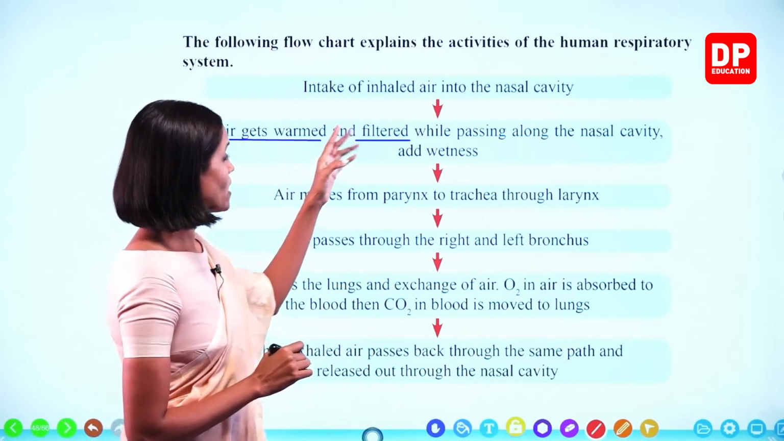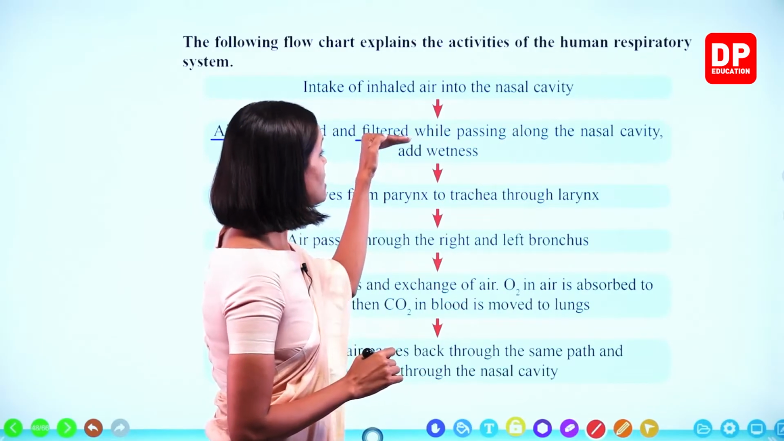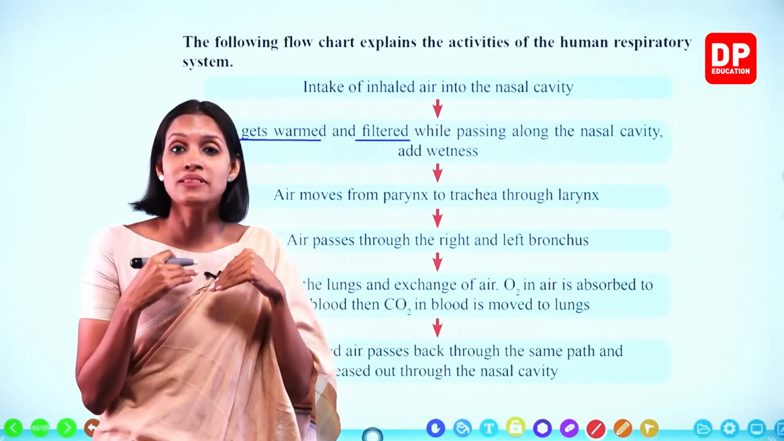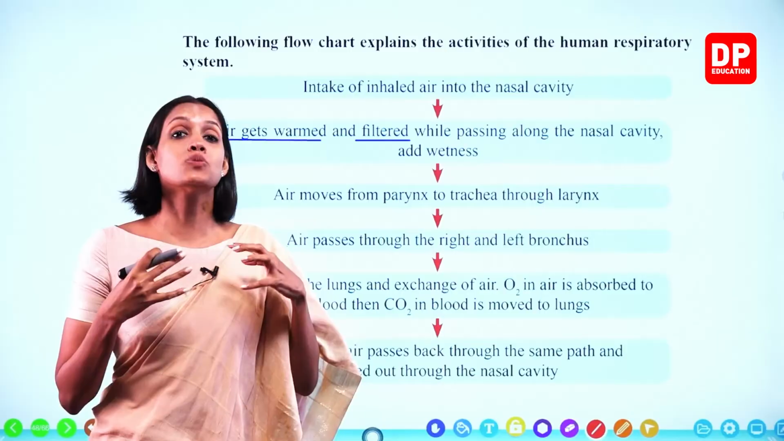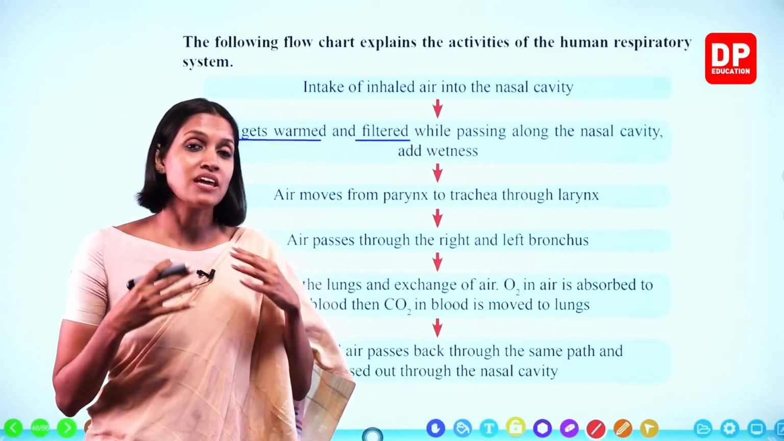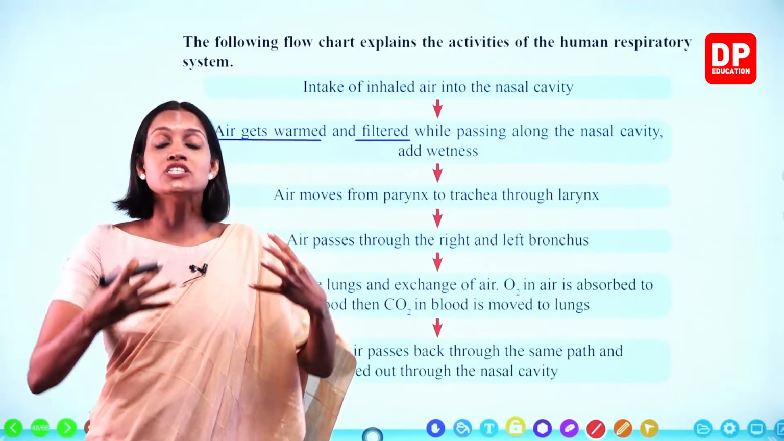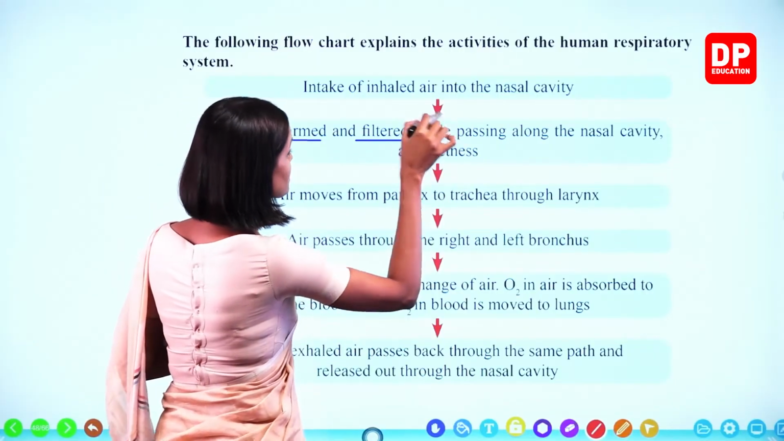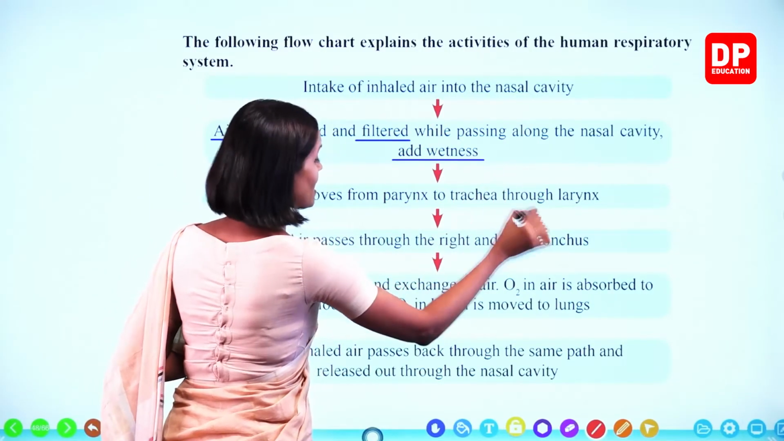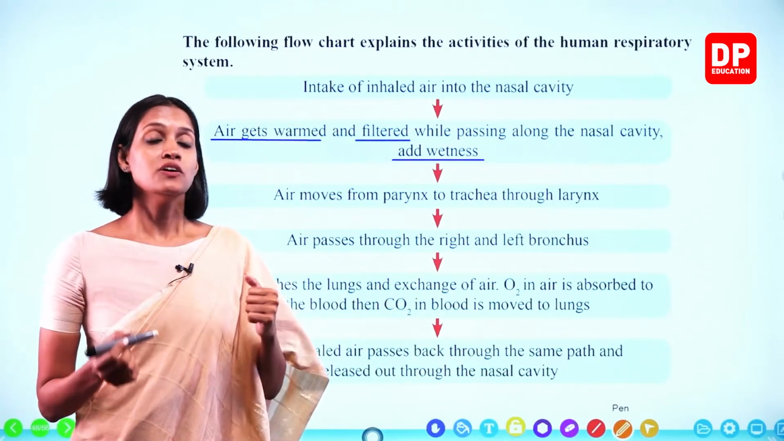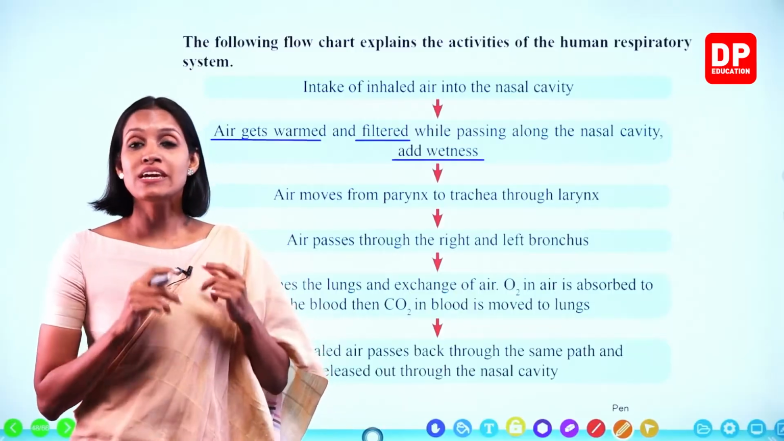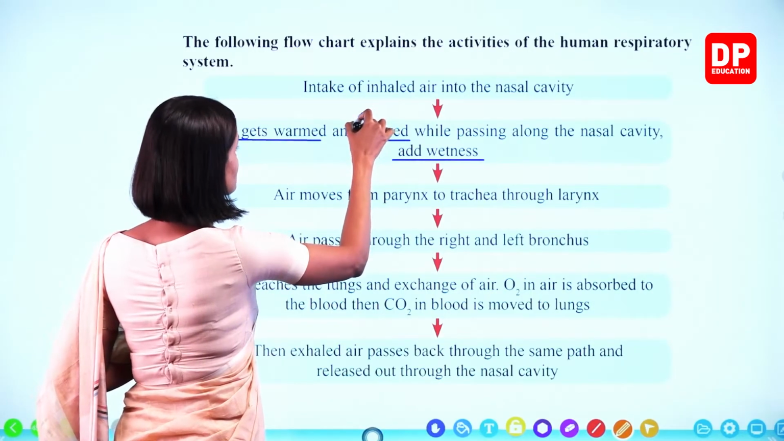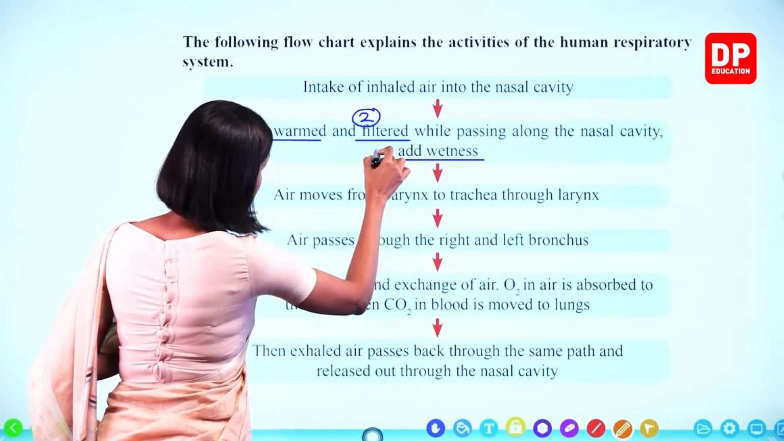Right? Next one, while passing along the nasal cavity, wetness, moisture is added. I told you the inner lining or the inner epithelium of the nasal cavity is wet. Right? Mucus is present and it is wet. Because of that, moisture is added to the inhaled air. Right, children? That is the third change that takes place. You need to memorize these three changes. Once inhaled, the air goes through three changes. Number one, air gets warmed. Number two, air gets filtered. And number three, wetness is added to air.